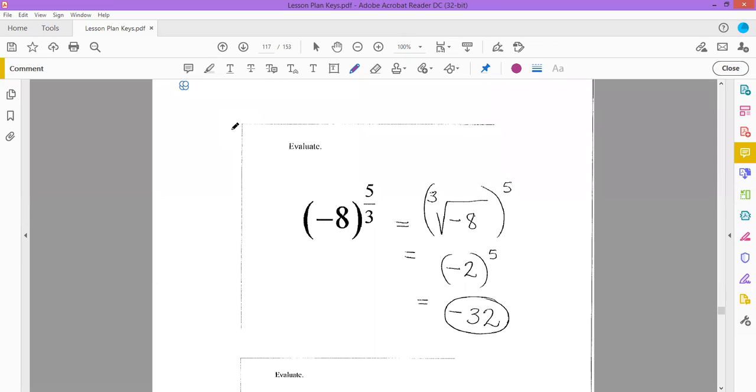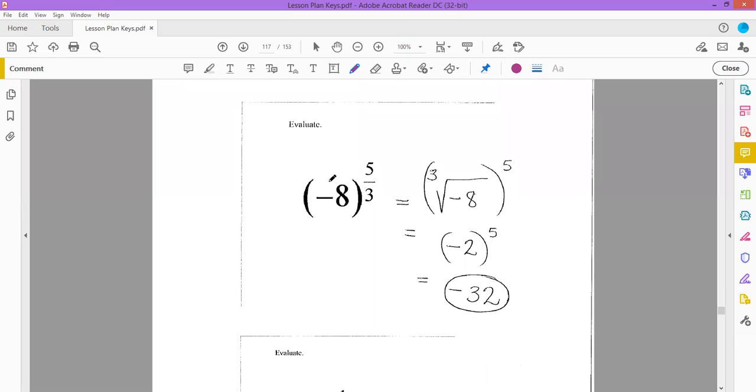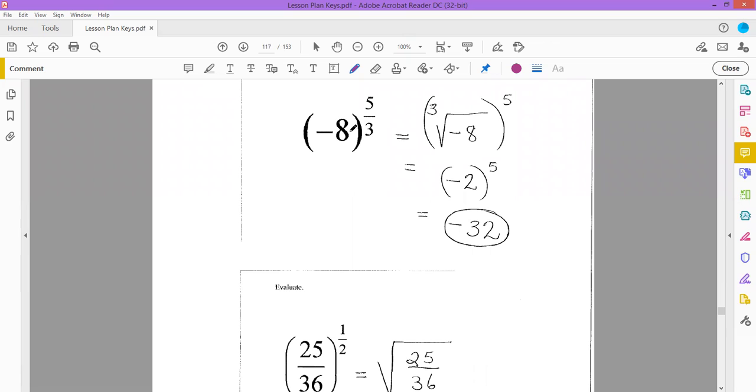All right, and looking at the next example, we're asked to evaluate -8 raised to the 5/3 power. So we're converting this exponential form to root form. Remember, our base, -8, goes underneath the root. Our denominator becomes the root, and our numerator is the power. So we have the cubed root of -8, and it's all raised to the 5th power.